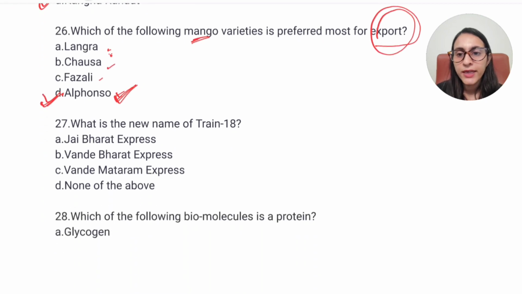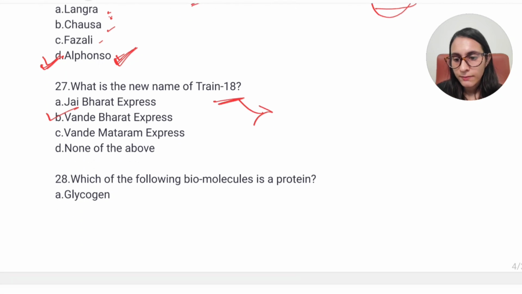What is the new name of Train 18? So the new name of Train 18 is Vande Bharat Express. It is a semi-high speed train in India, and it is well known for its modern amenities and features. So the answer to this question is the Vande Bharat Express.